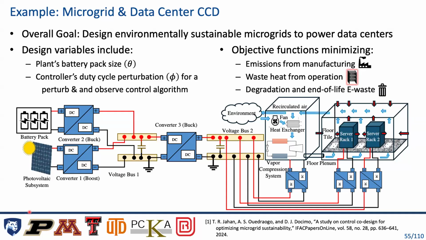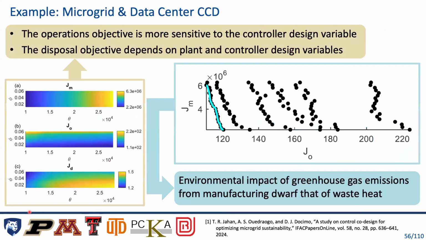The main thing here is what are our objectives that we're focusing on? Well, we can look at the emissions that we get from manufacturing. We can look at the waste heat that's generated from operation, right? And we can look at e-waste, or essentially degradation of our components, because we don't want to replace those too quickly, right? I'm not going to go through the graph-based model on this part here, but that's how we actually built this control co-design problem.